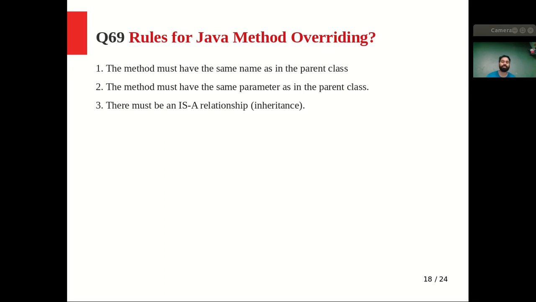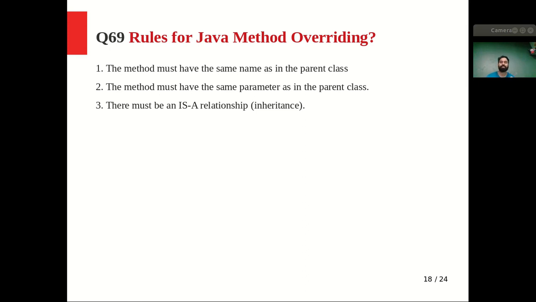The first point is that the method must have the same name as in the parent class. Second point, the method must have the same parameters as in the parent class. So the parameters should also match. The only condition is that the method should be in a parent class, and also the method should be in a child class. It means that both methods should be in different classes. So then only we can achieve method overriding.